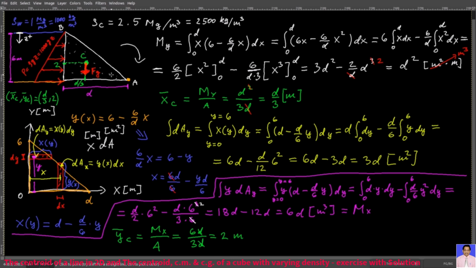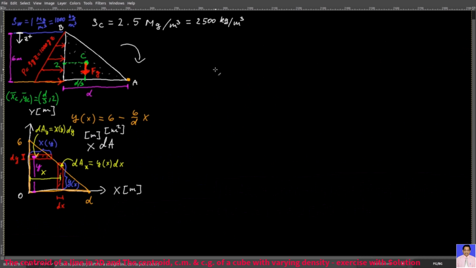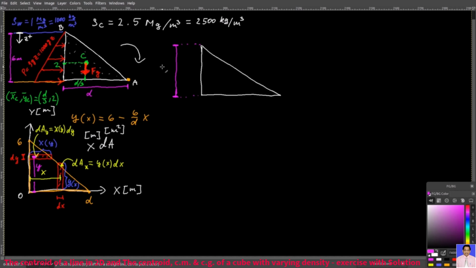If we had varying density and varying g, then of course the center of mass and the center of gravity would be in different locations. Another point that I want to make is this. So this is our right triangle. This distance is 6. This was d. This was d over 3. This was 2. And so this is your centroid, your C.